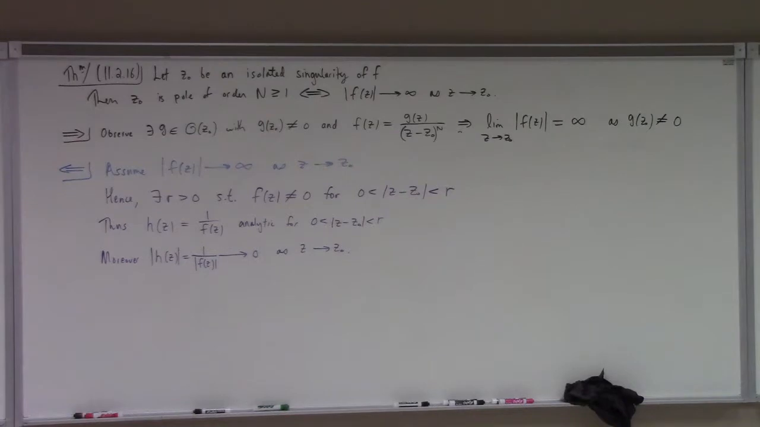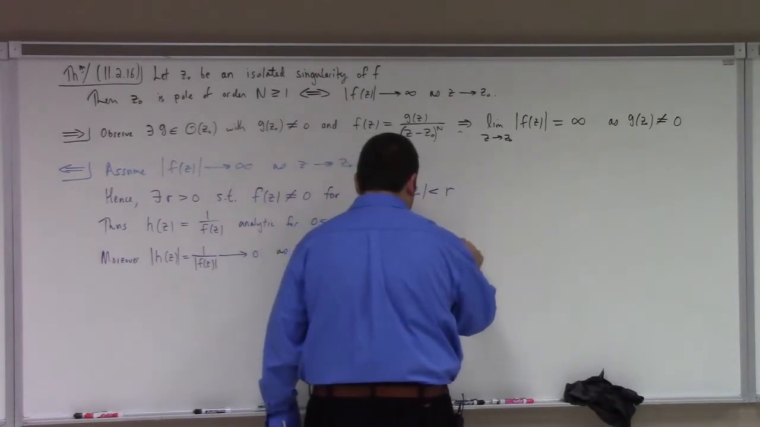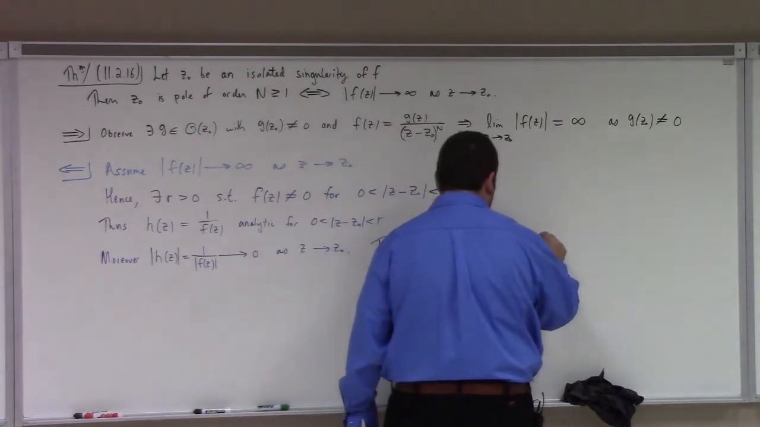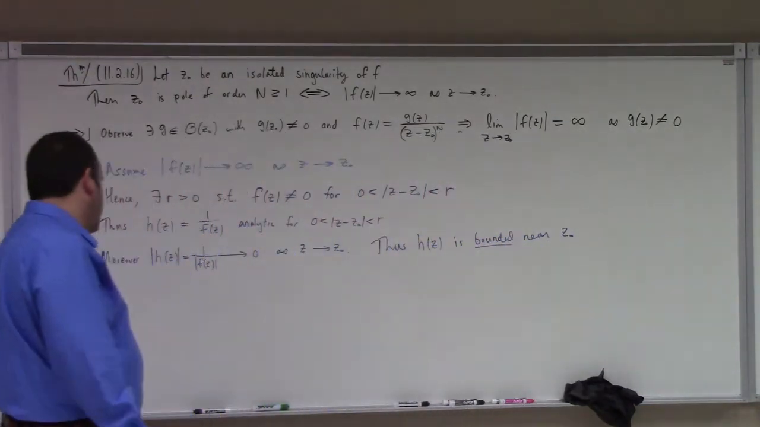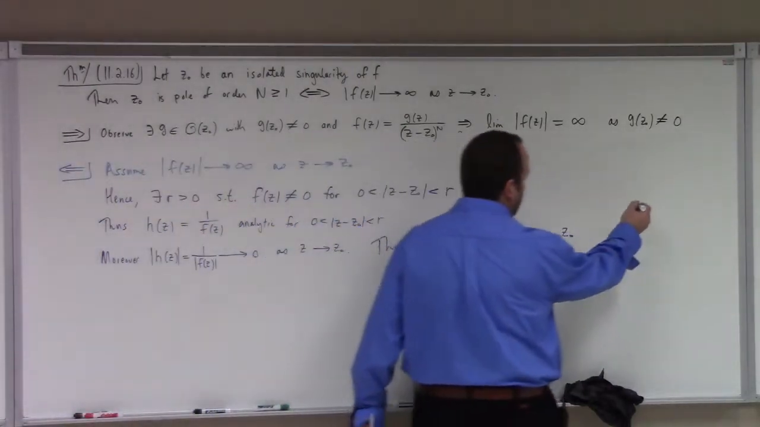What's that say about h of z near z naught? It's bounded near z naught, right? Because its value as we approach z naught is 0, and otherwise it's analytic on this disk, right? So that's everything. We know that, and think about it.